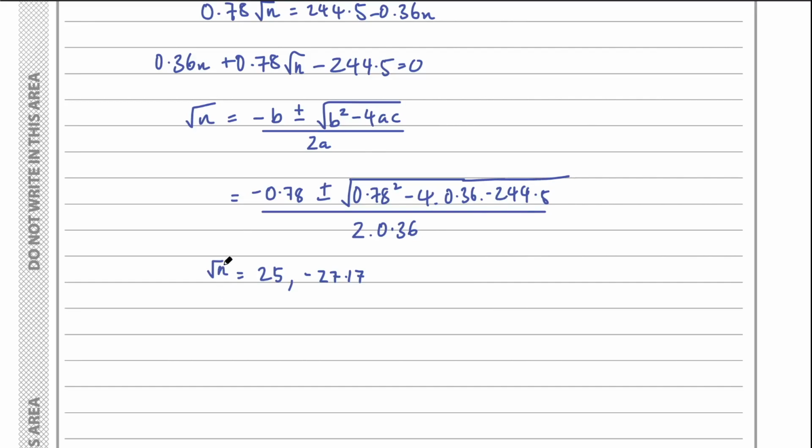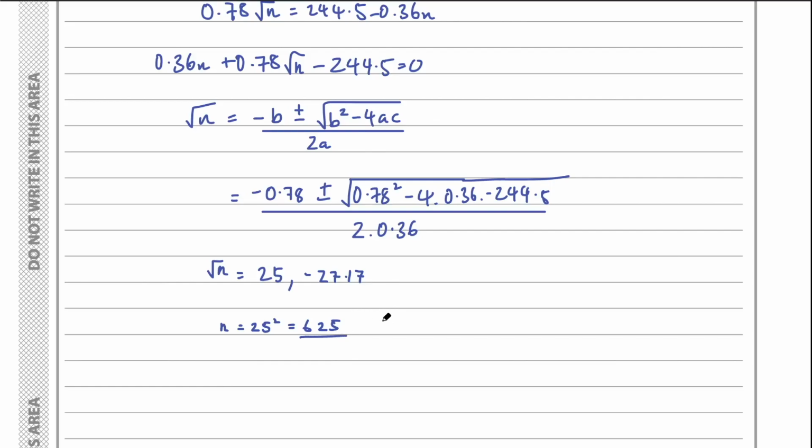Now, n has to be a positive number because we're taking a sample size. We're not taking a negative sample size, we're taking a certain number of these bulbs. And to take the square root of a positive number, we would get a positive answer. So we can reject this solution to this quadratic as a negative because n must be positive. So therefore, the square root of n equals 25. So therefore, n will be 25 squared, which is 625. So final answer there for the sample size is 625.